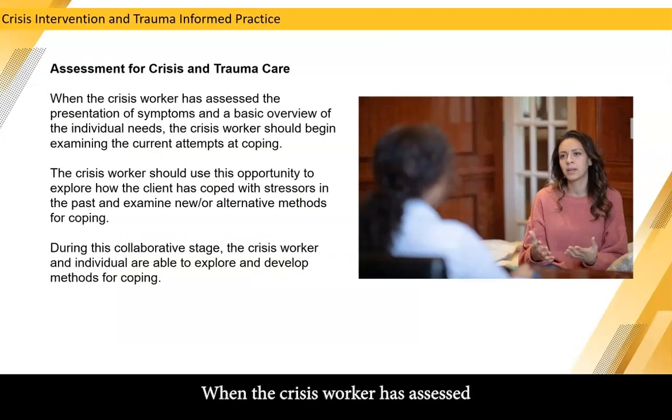When the crisis worker has assessed the presentation of symptoms and a basic overview of individual needs, the crisis worker should begin to examine current attempts at coping. The crisis worker should use this opportunity to explore how the client has coped with stressors in the past and examine new or alternative methods for coping. During this collaborative stage, the crisis worker and individual are able to explore and develop methods of coping.